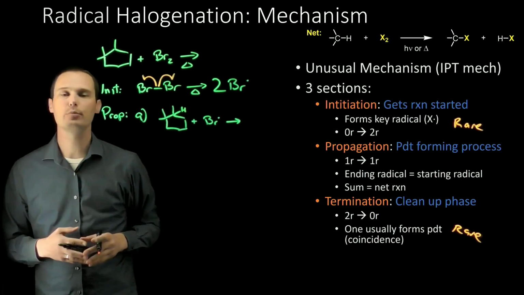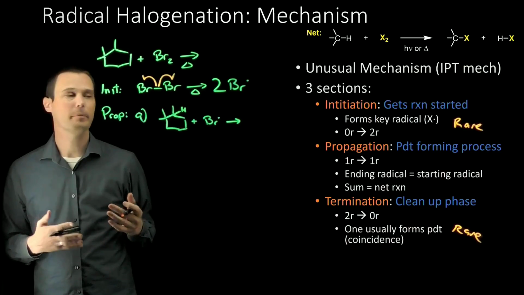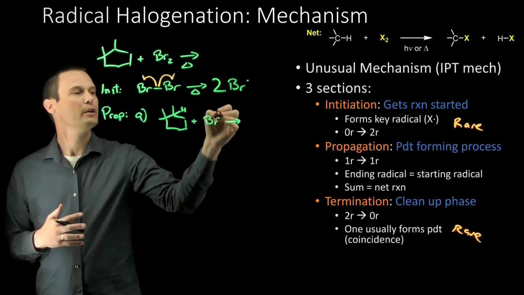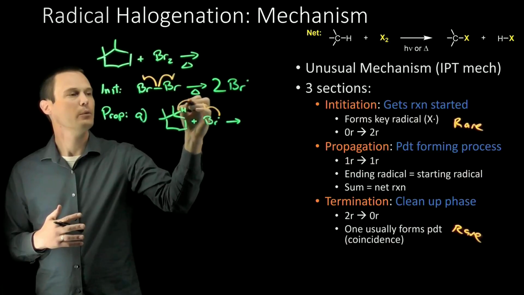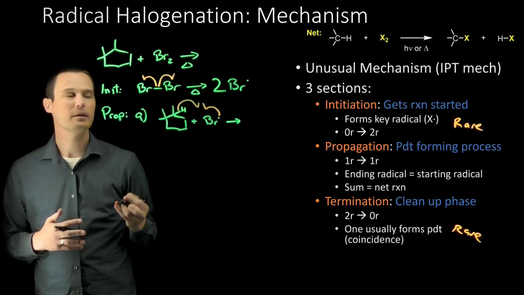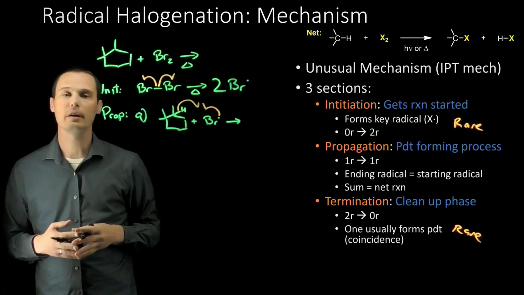We're going to form a bond between bromine and hydrogen. We need 2 electrons for that bond. Where can we get those 2 electrons? We can get 1 electron from the bromine radical. We can get 1 electron from the CH bond, and that will form HBr in this process.